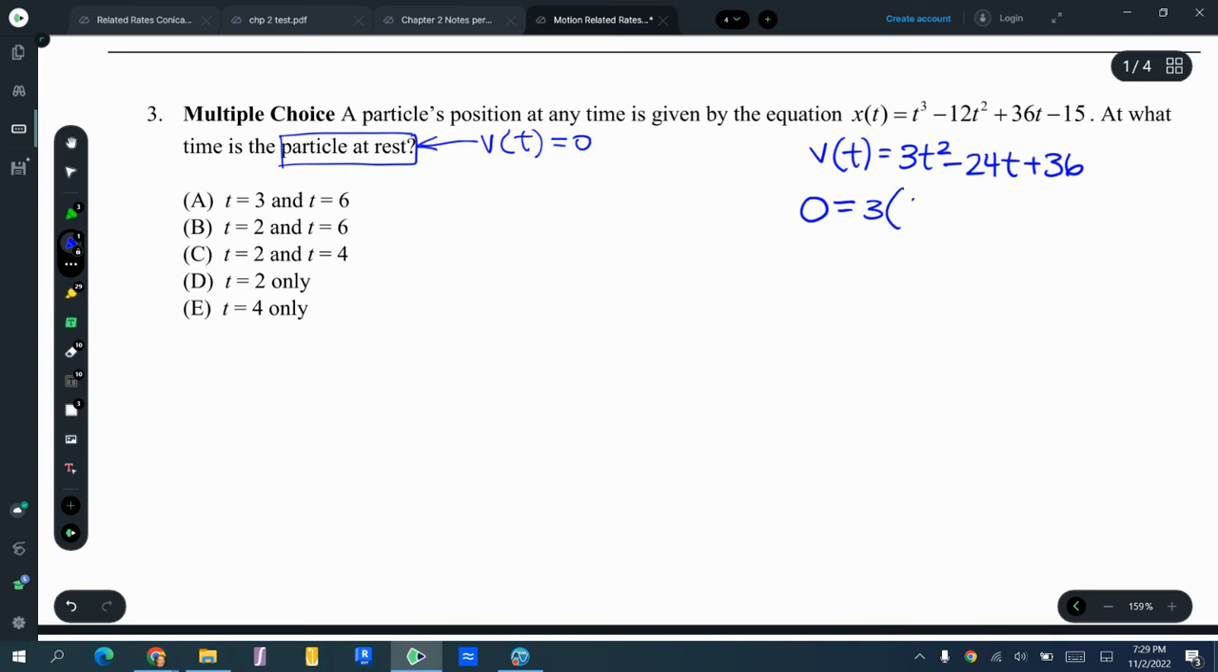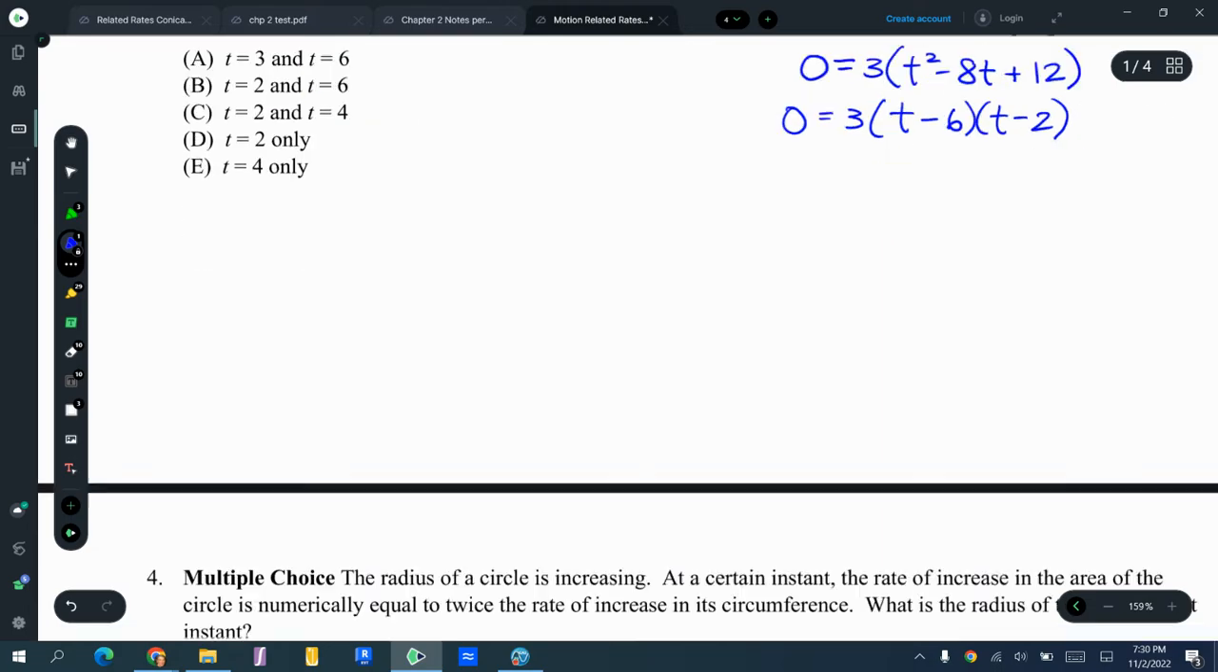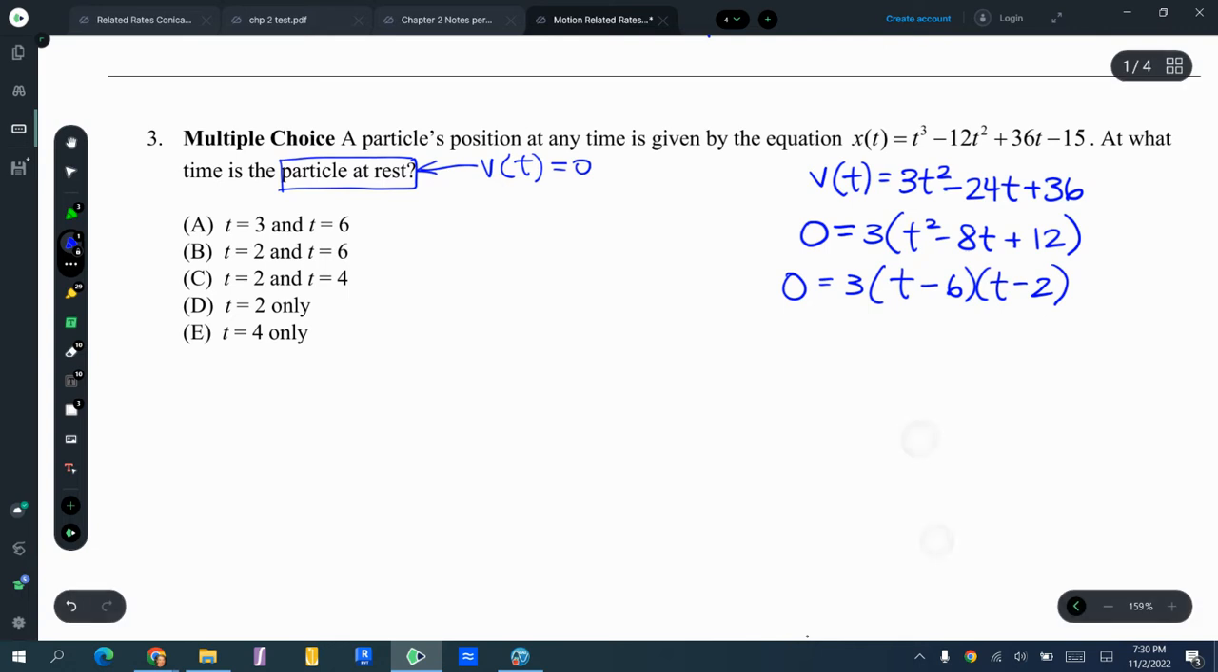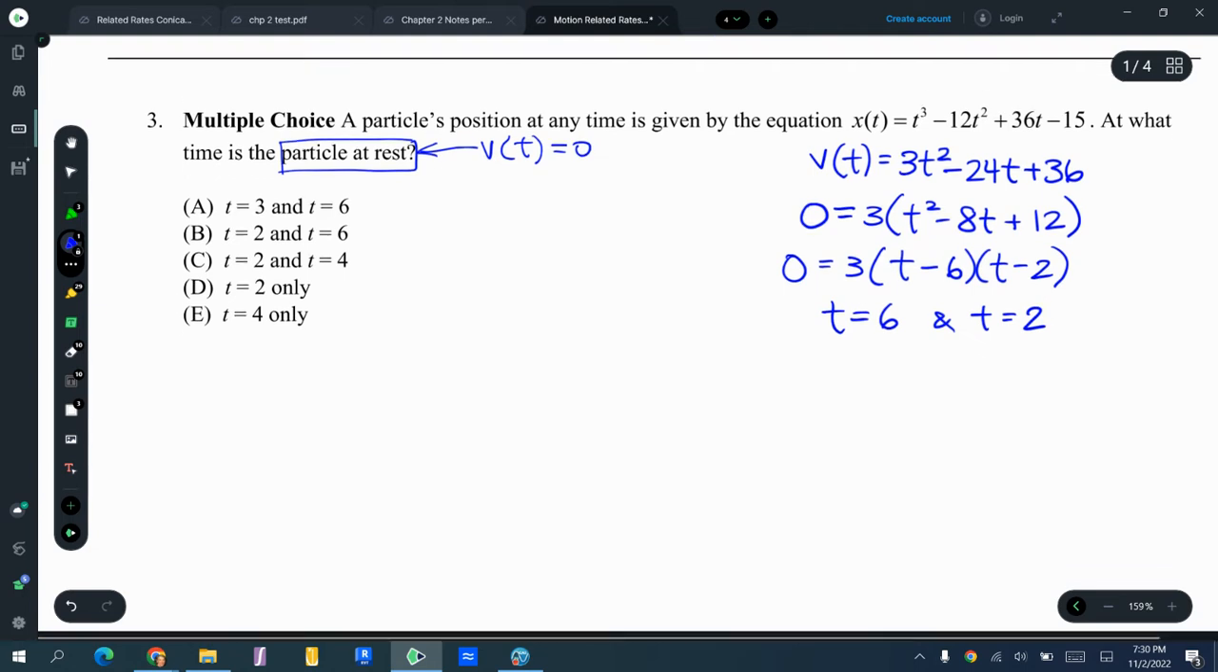I can factor out a 3. And we're going to go ahead and factor even further. t minus 6 and t minus 2. Wow, the computer's going crazy. So this is giving us a t value of 6 and a t value of 2.